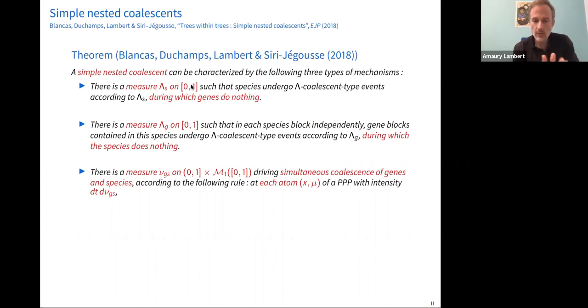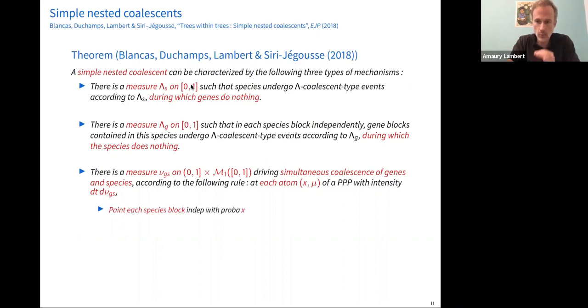driving simultaneous coalescence of genes and species according to the following rule. At each atom (t, x, mu) of a Poisson point process with intensity dt times d nu, t is the jump time, x is a probability, and mu is a probability measure on [0,1].